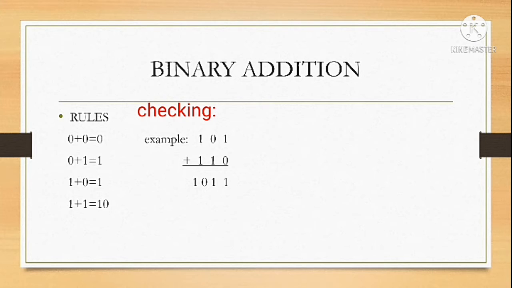So, this is 1, 2, 4, and 8. If there is a 0 digit, we need to cancel it. So after that, we will add the numbers. 4 plus 1 equals 5. 4 plus 2 equals 6.